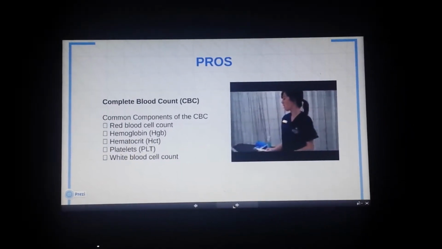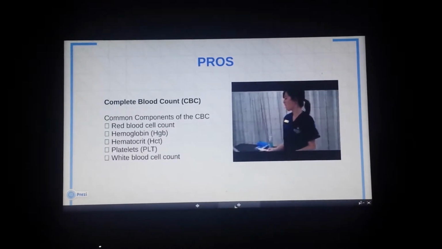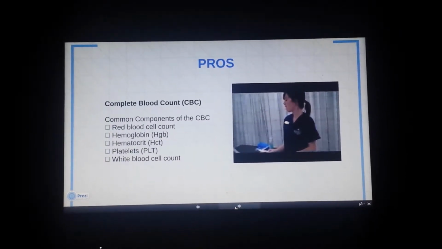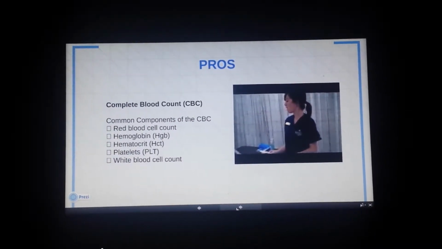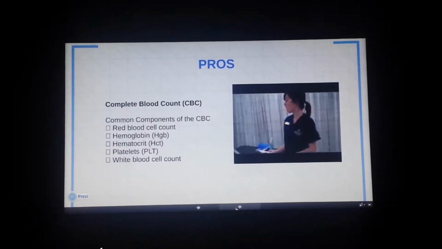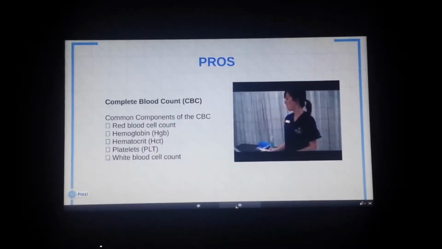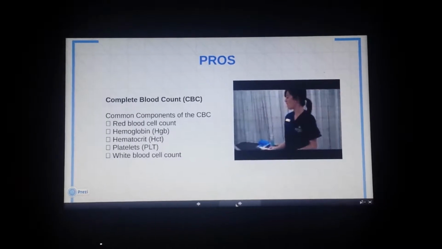Pros: complete blood count, CBC. Common components of the CBC: red blood cell count, hemoglobin, hematocrit, platelets, white blood cell count.